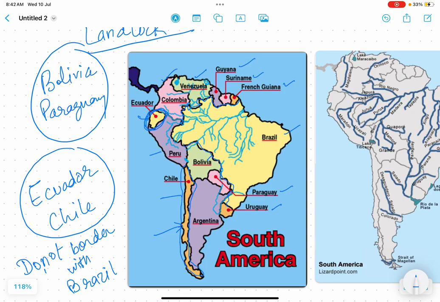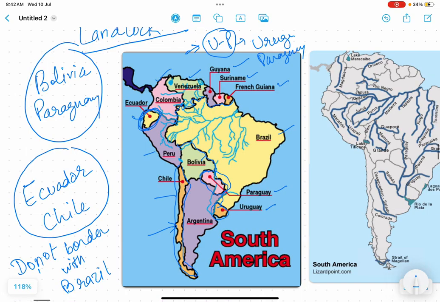Another important thing, Uruguay and Paraguay do not share a border. As you can see, Paraguay is right here and Uruguay is right here, and they do not share a border. So these are the three important things that you should know about the political map of South America.